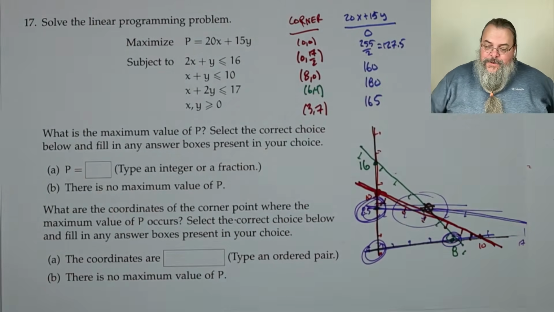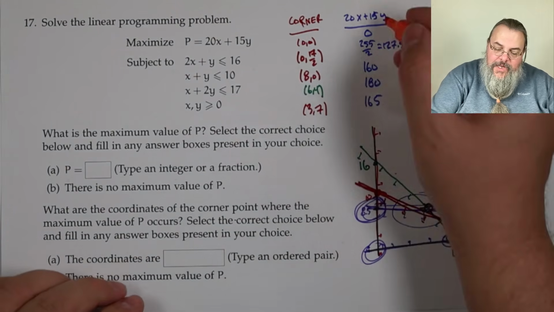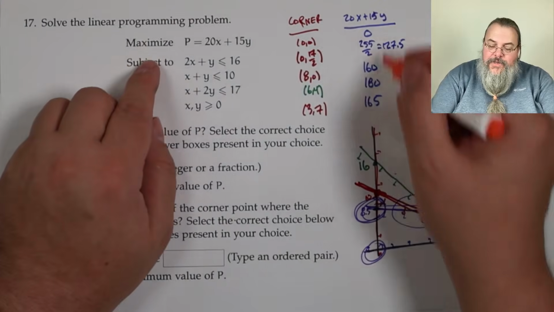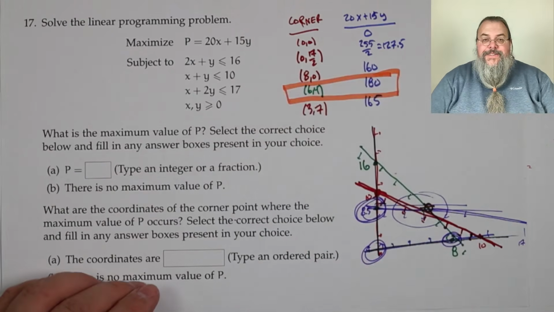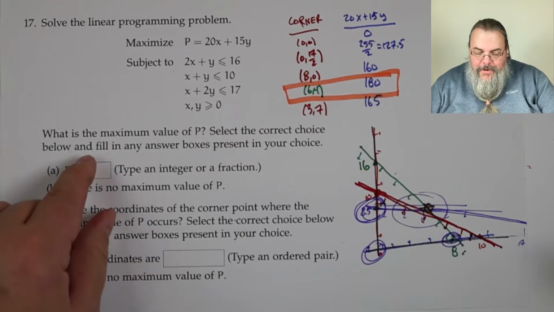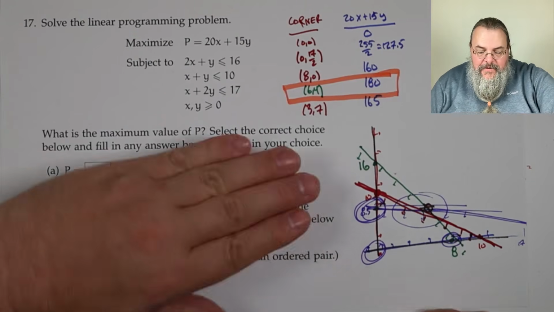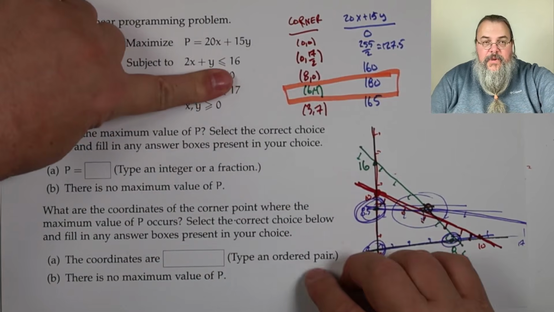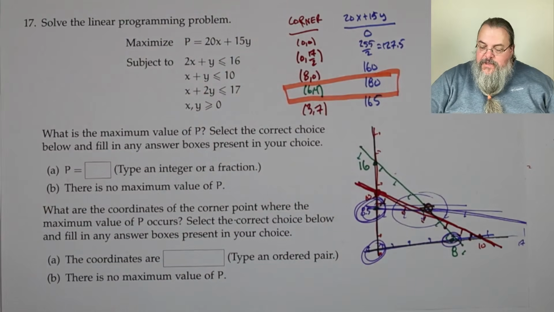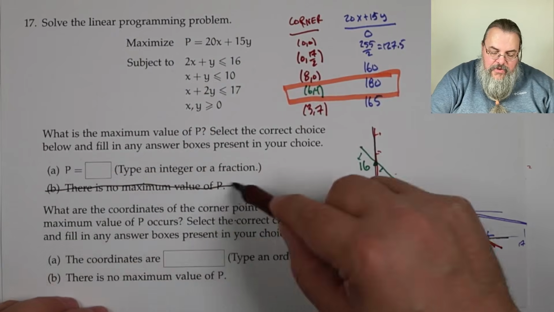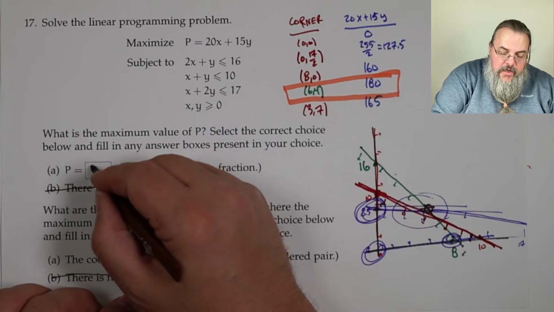Now, we're basically done with the work. We read through this and say, since we're maximizing, what's the biggest number? The 180. So, what is the maximum value of p? Well, it's a bounded region. In fact, just these three inequalities bound our region, so we definitely know it's a bounded region. So b is out. What's the largest value for p? It is 180.